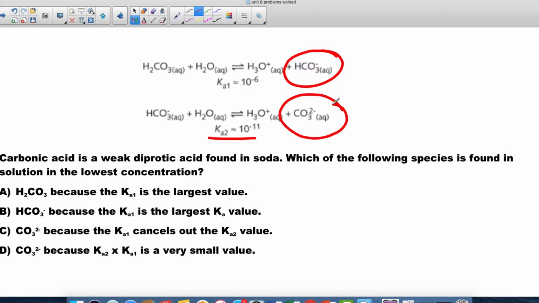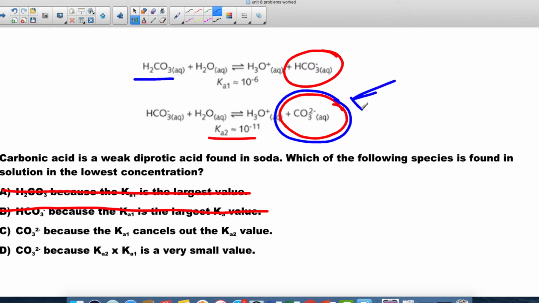So we can immediately get rid of choice A, we can immediately get rid of choice B, and we're left between C and D. The chance of this ion happening from the two equations, starting out with H2CO3 and getting all the way down here to CO3 2-, is a function of multiplying the two Kas together. So the Ka1 times Ka2, that'd be a total of 10 to the negative 17th, and the chances of that happening are pretty dang small.